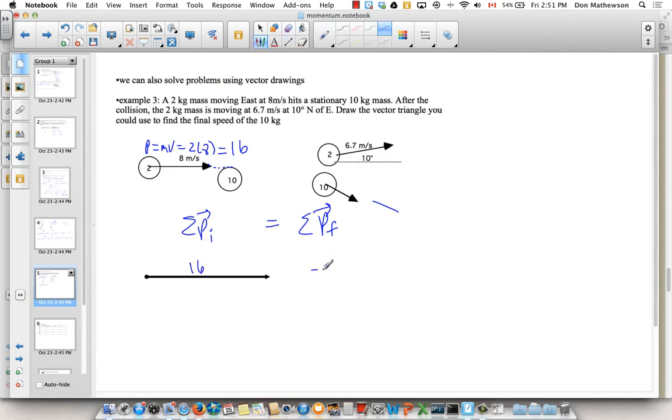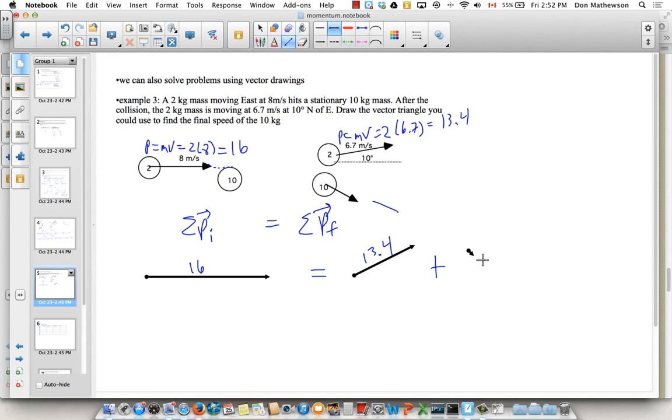Now for our final momentum vectors, there's 2 of them. Here you've got mv, 2 times 6.7. You have 13.4 units of momentum at that 10-degree angle. So that kind of looks like that. And then you've got an unknown, which is 10 v units of momentum at some unknown heading.